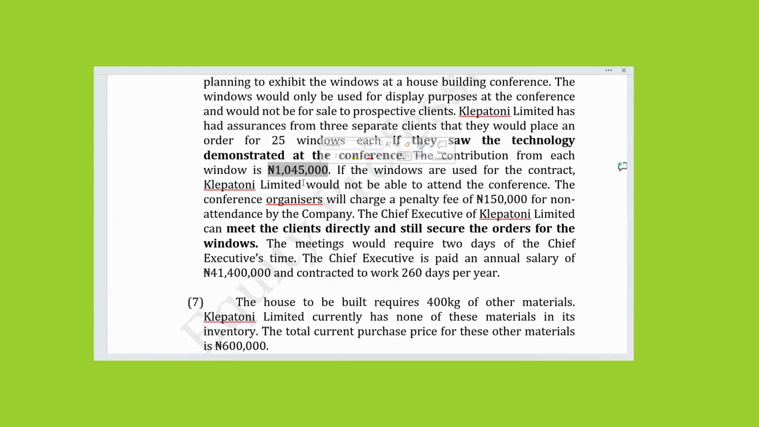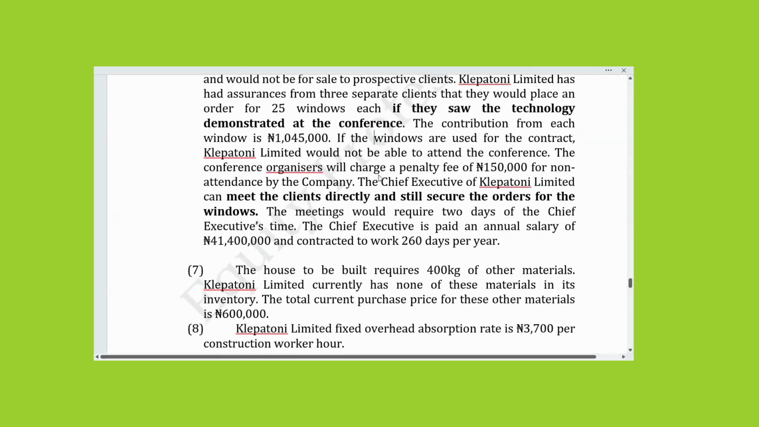But because you are told that the company can still secure these contracts, they can still meet the clients directly and still secure the orders for the three windows, then the contribution of 1,045,000 is irrelevant. It's not lost. So just ignore it. The only relevant cost in this paragraph is the penalty fee of 150,000.